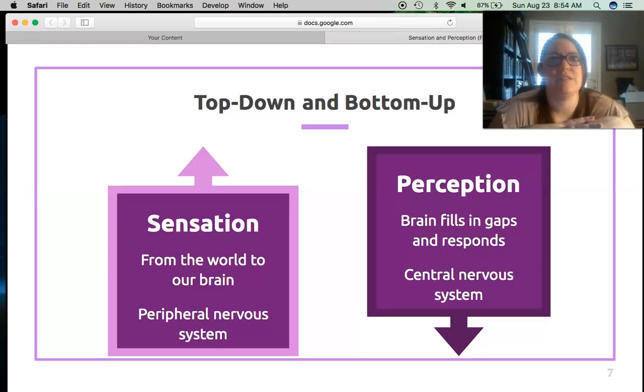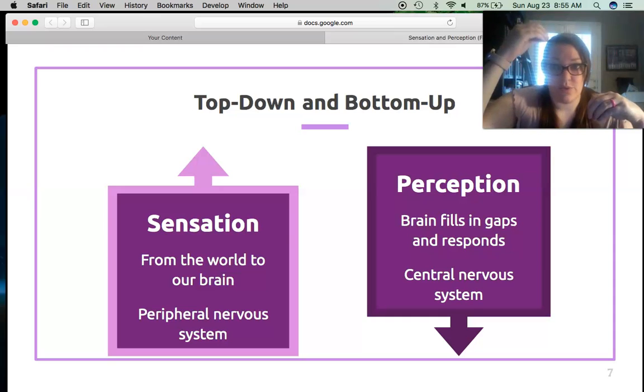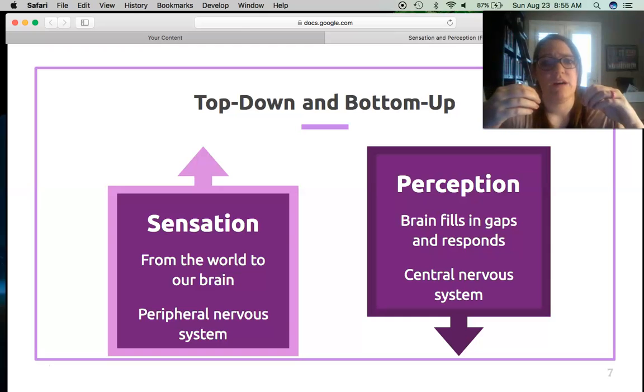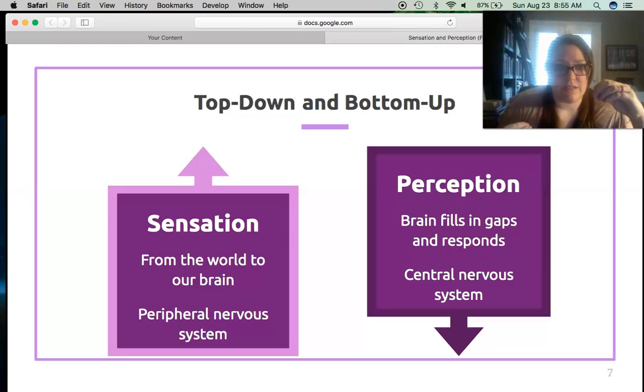Here's another way to think about this. Going back to our concept of dual processing, remember we talked way back in week 1 about top-down and bottom-up processing. Sensation is going from the world to our brain, utilizing our peripheral nervous system. This is very much a bottom-up process. So we are taking in information from all around us, and it is going up to our brain, and we're just letting it know this is what's going on. Perception, on the other side, is our brain filling in what we're expecting to see or responding to the situation. So that's very much a top-down process.